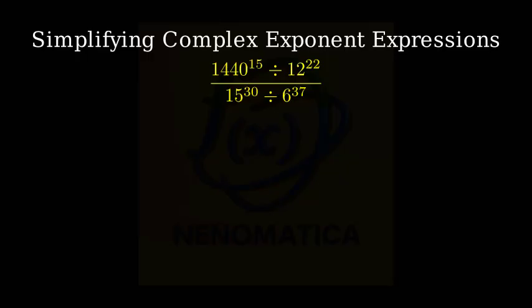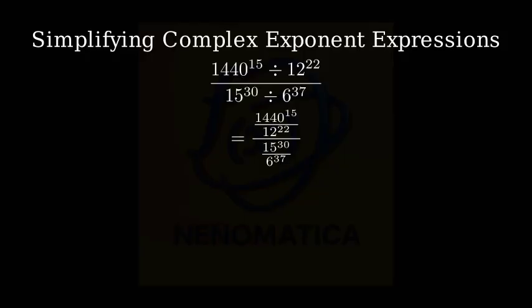The first step is to rewrite the divisions as fractions. In the numerator, 1,440 to the power of 15 divided by 12 to the power of 22 becomes 1,440 to the power of 15 over 12 to the power of 22. Similarly, in the denominator, 15 to the power of 30 divided by 6 to the power of 37 becomes 15 to the power of 30 over 6 to the power of 37.